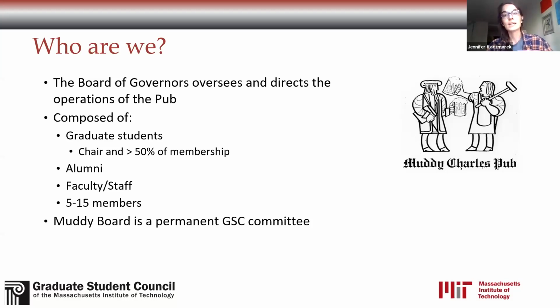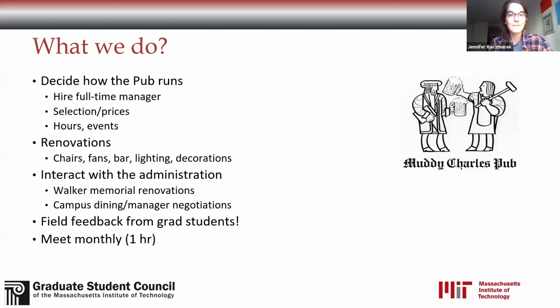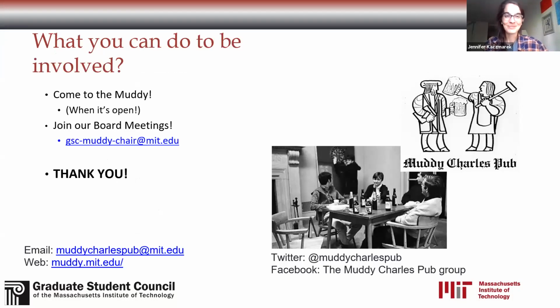Then we're also looking at getting new furniture in the Muddy, because for those on the GSC executive committee that have been in there, the furniture is a little old and outdated. So we're looking to revamp that, and some of the stuff we talk about in meetings is how we want to do that. We're also looking at making sure the pub is around for a long time, throughout financial issues such as COVID. Next slide.